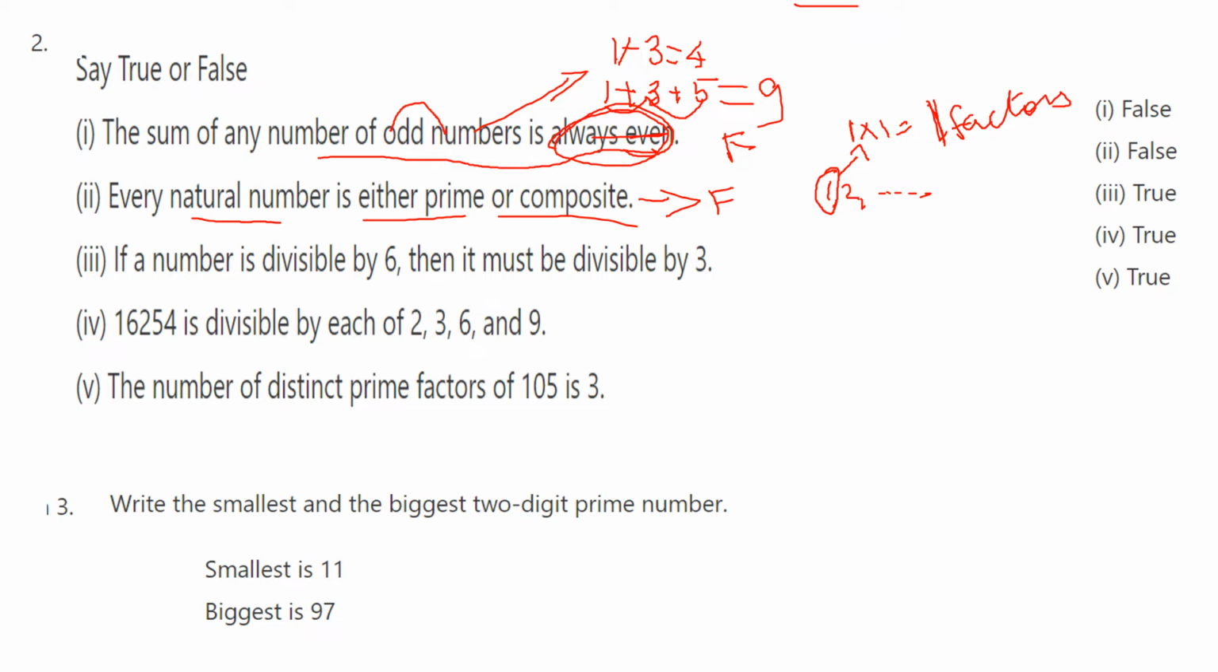If a number is divisible by 6, then it must be divisible by 3. It's correct only. So true.